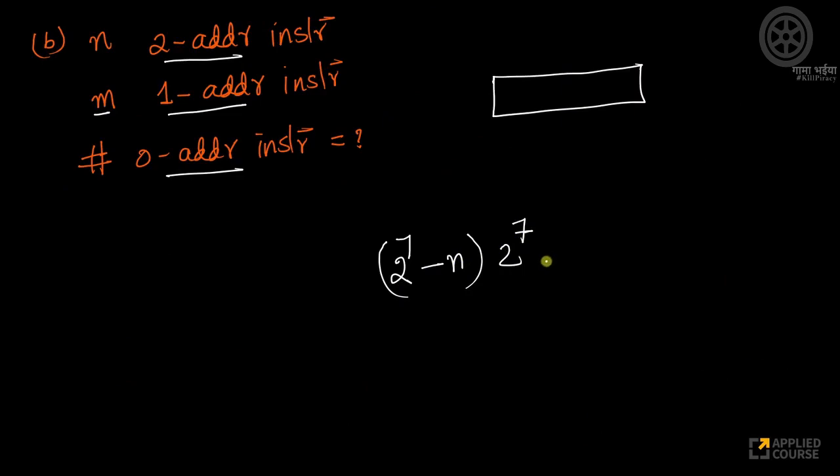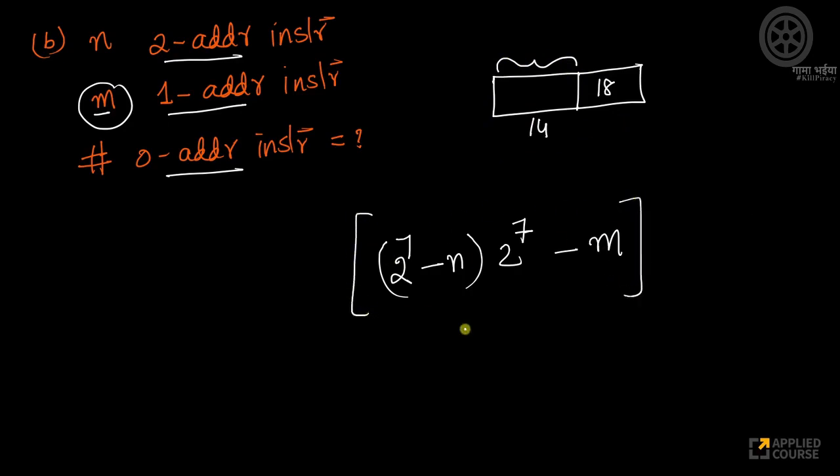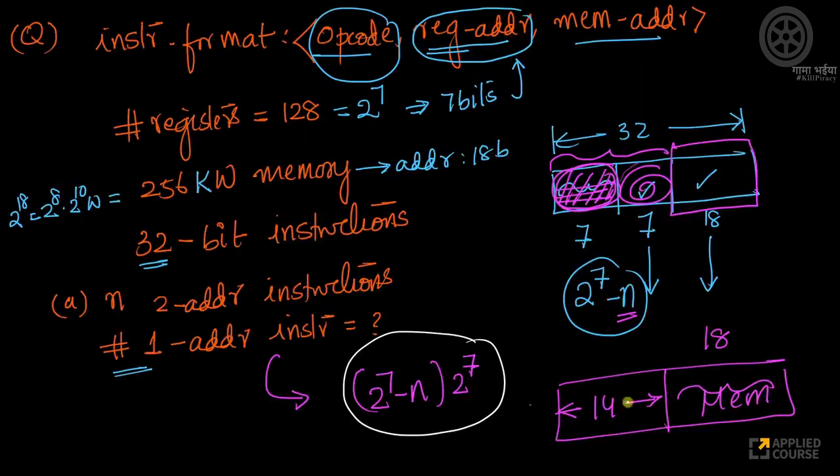Out of these, I have to subtract m, because I have m 1 address instructions. Suppose I subtract m from this, what do I get? So what is this number? Let's understand this, right? So we have 18, 7, 7. Let's call this 14 just for simplicity. In these 14 bit possibilities, these are the number of possibilities that I have for 0 address instructions. In these 18 positions, I can have anything. So 2 power 18, right? Till now, what is this number?